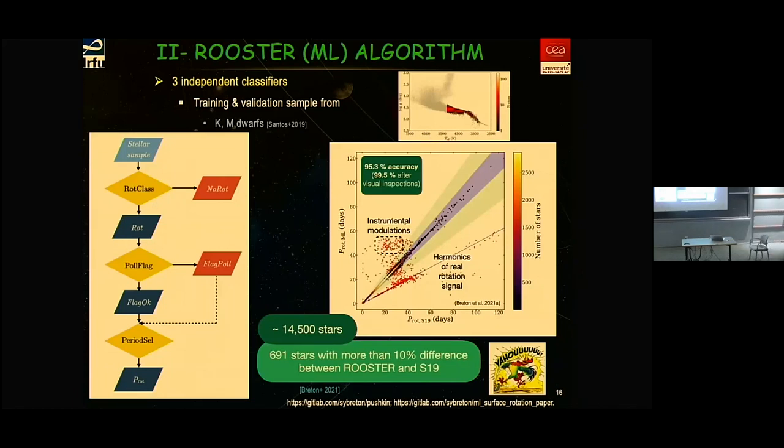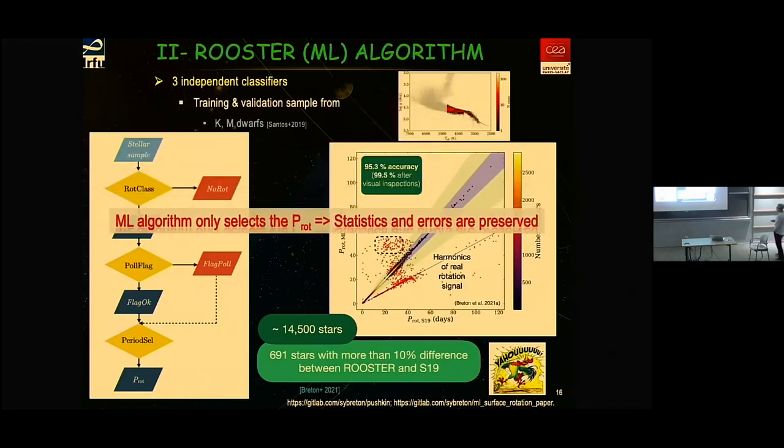One thing which is important is that the machine learning only selects the rotation period among the 9 combinations we have. So we don't touch anything on the statistics. It's just a selection of which of the rotation periods is the good one. That's important when we want to do a statistical analysis after.